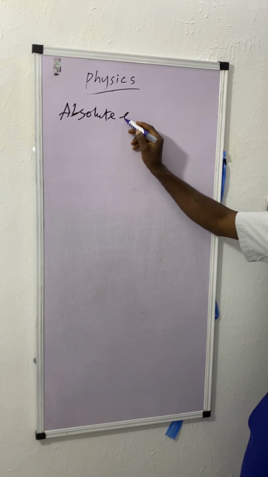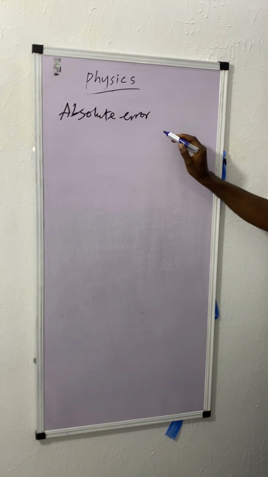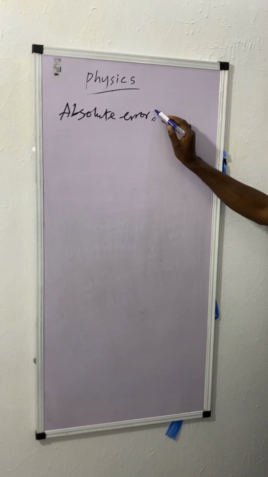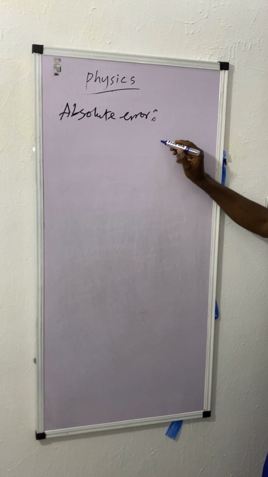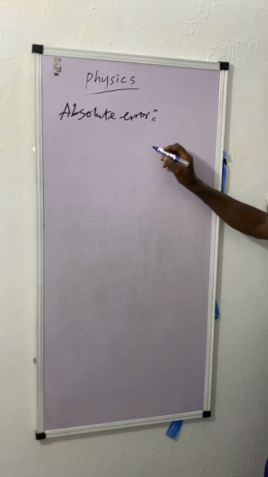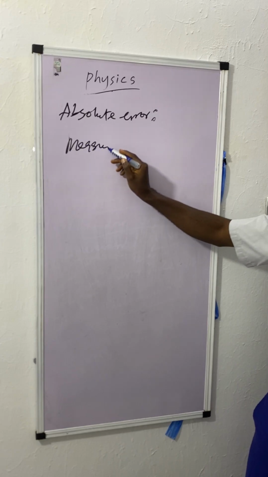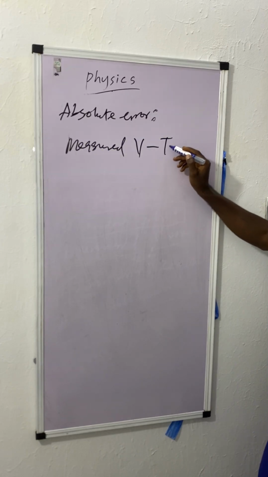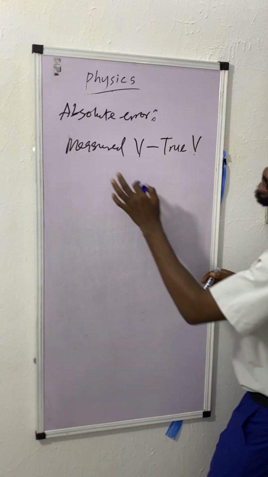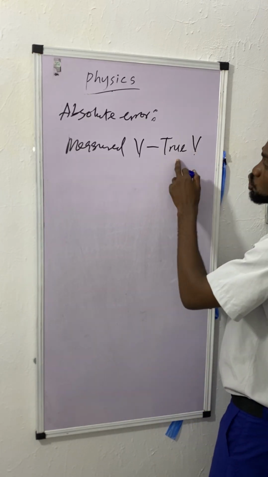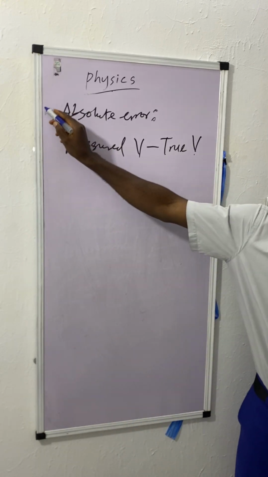This absolute error is usually the value you measured, the measured value, minus the true value. What is the true value and what is the measured value? The measured value is the value you got. The true value is the value that is supposed to be. So that is how you get your absolute error.